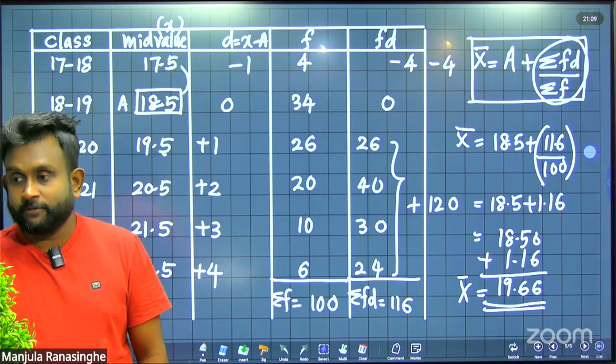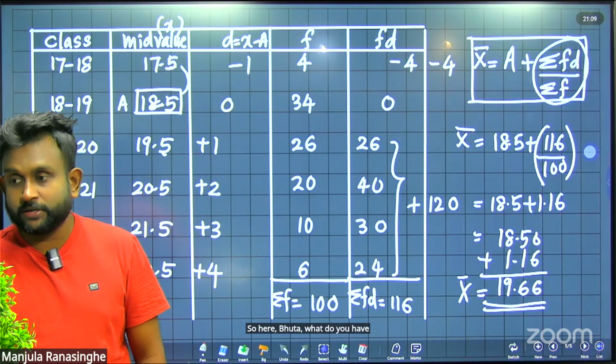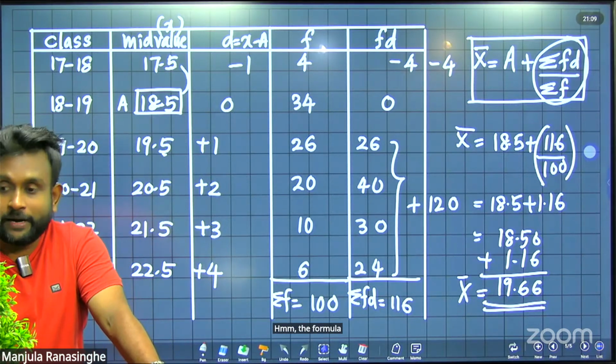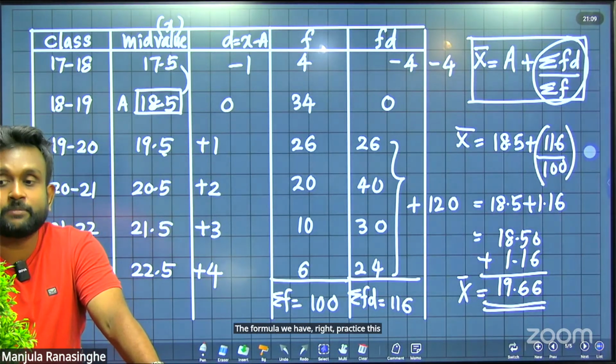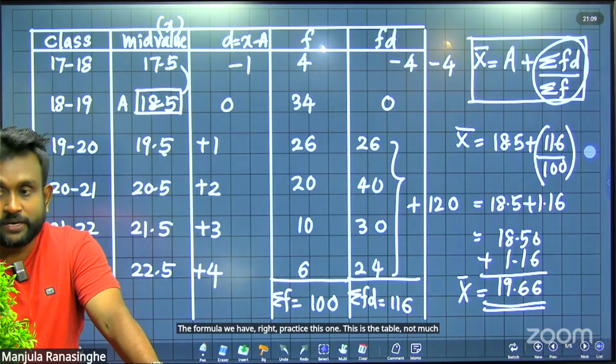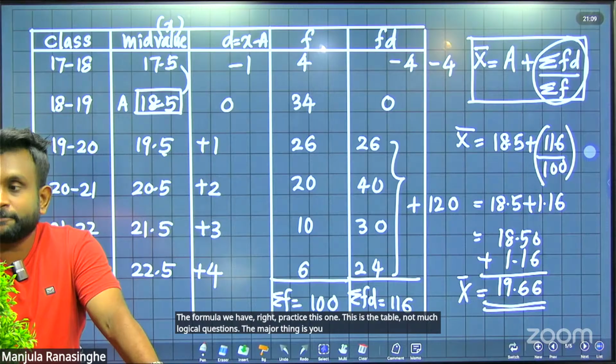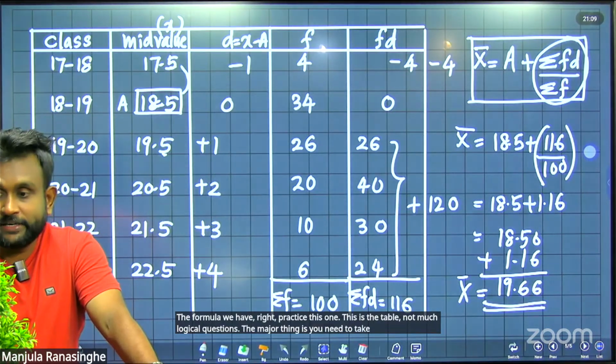So here, what do you have to remember? The formula we have. Practice this one. This is a table, not many logical questions. The major thing is you need to take the table format.